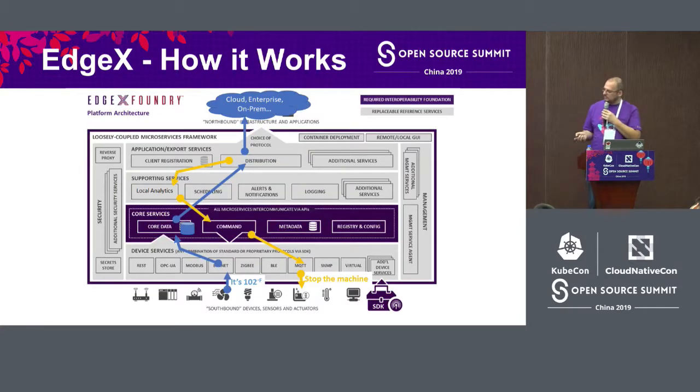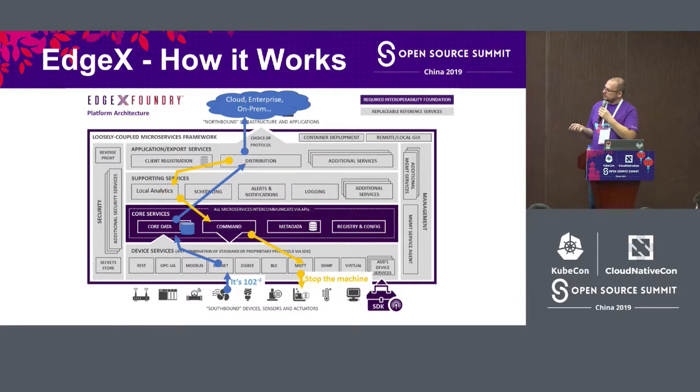So how would that work? If you have a thermometer that records temperature, and it sends the data using, let's say, BACnet, to the BACnet device service, then the device service would do its part and push the data to the core data. Core data would push the data to the distribution microservice, and then you can connect this distribution microservice to many different clouds, like Azure, AWS, Google, etc. And Mainflux, of course.